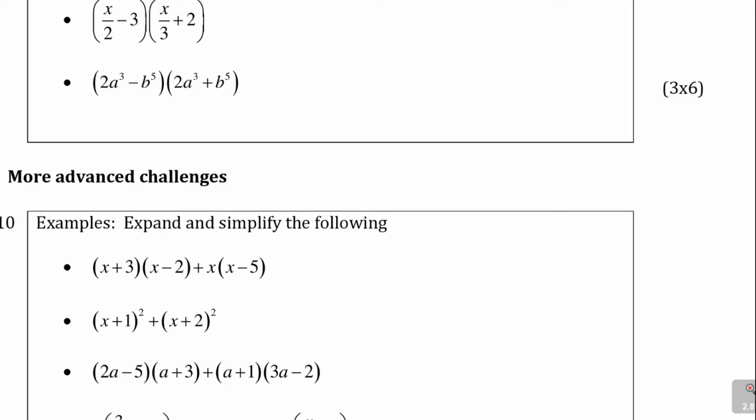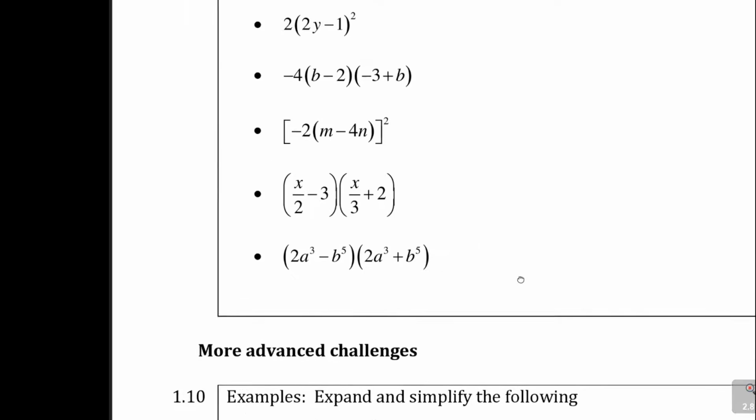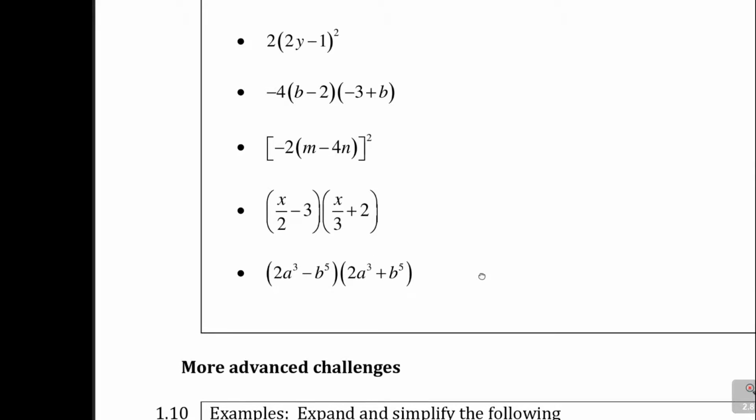Alright, so let's try the next ones, guys. Look at this one. We are now looking at this one here. So what do we have? We just want to be careful again with the way they put it. It's bracket minus 2, then m minus 4n. They closed, and then after that they did this.